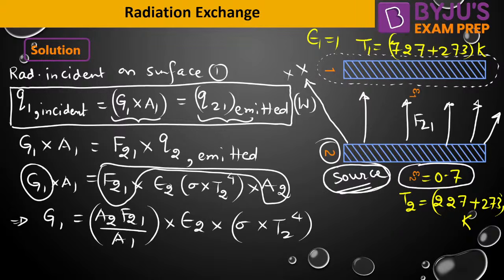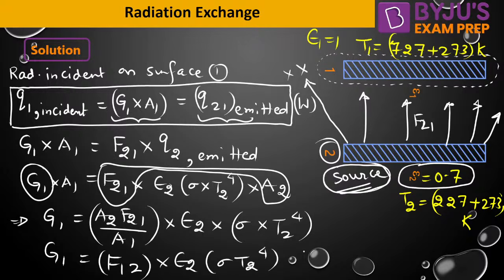And A2 F2 to 1 upon A1 is nothing but F1 to 2, isn't it? So G1 is equal to F1 to 2 into epsilon 2 into sigma into T2 to the power 4, in watt per meter square. If you solve this, what is the value of F1 to 2?